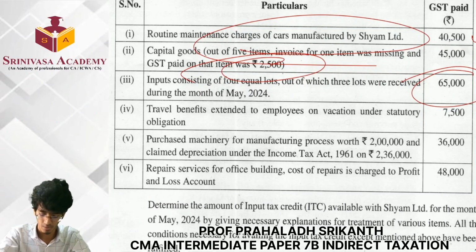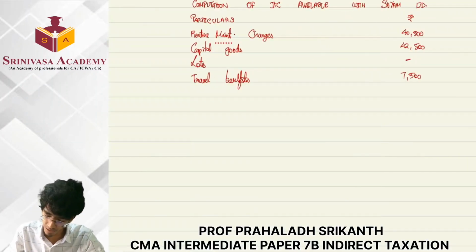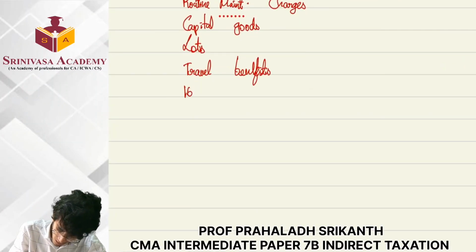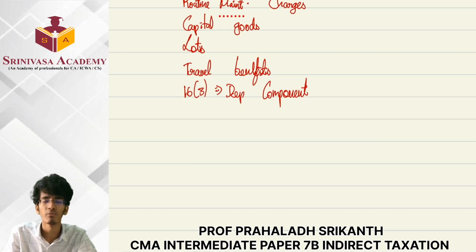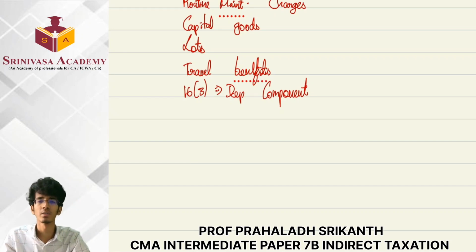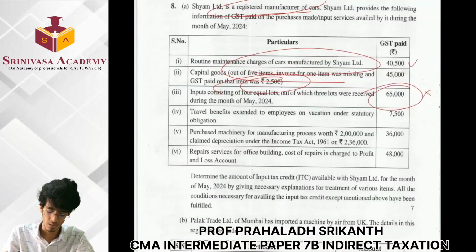Here they have purchased this manufacturing machine and they have claimed depreciation. If they have claimed depreciation, ITC will not be available. So section 16, subsection 3, depreciation component. We'll be writing these in the notes, but I'm just setting the answer.